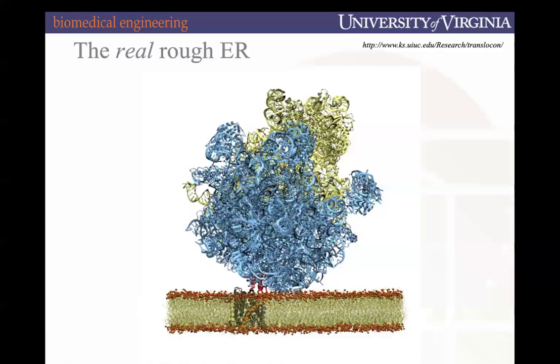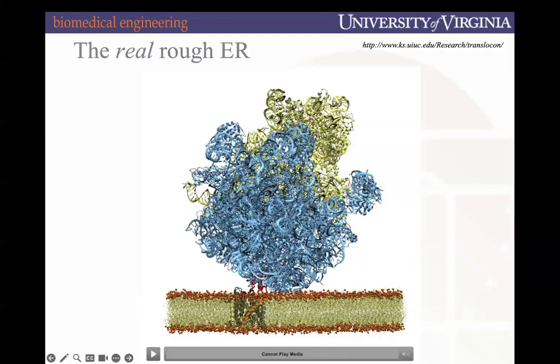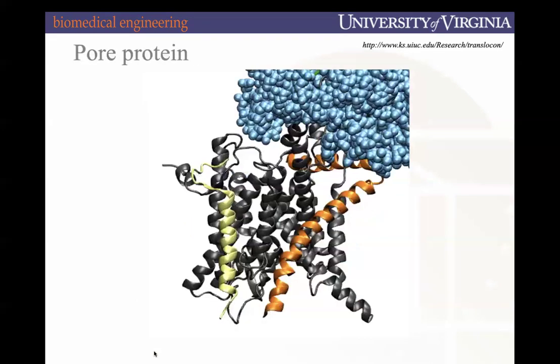This is an illustration of what the ribosome on the ER actually looks like. Hopefully this works. It does not. Forgive me. And then this is a barrel and ribbon illustration of what the pore protein actually looks like as well. I want to stop here and leave space for a couple of questions about co-translational import.